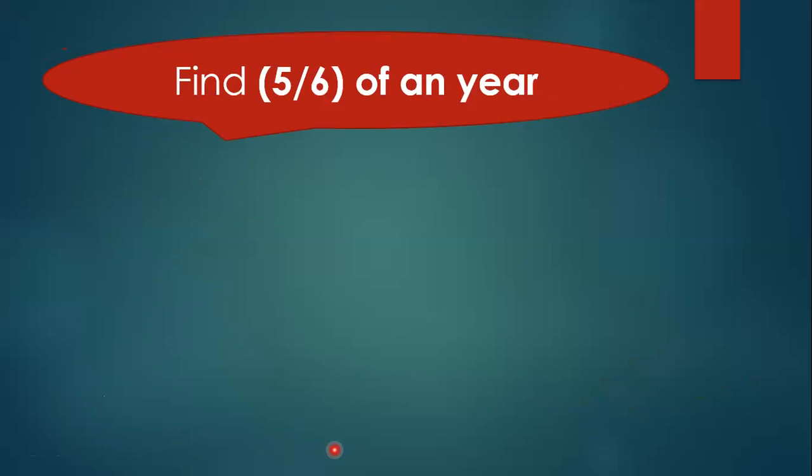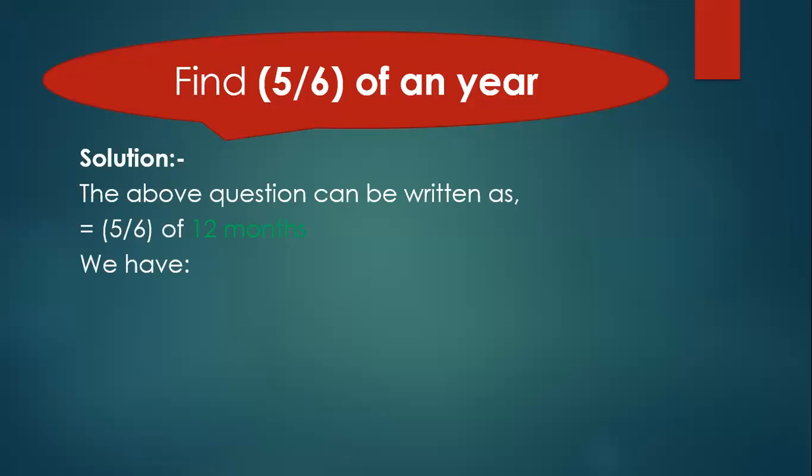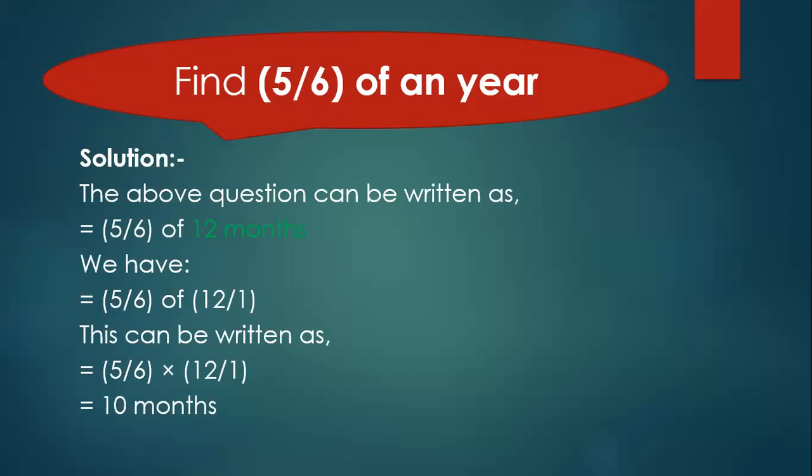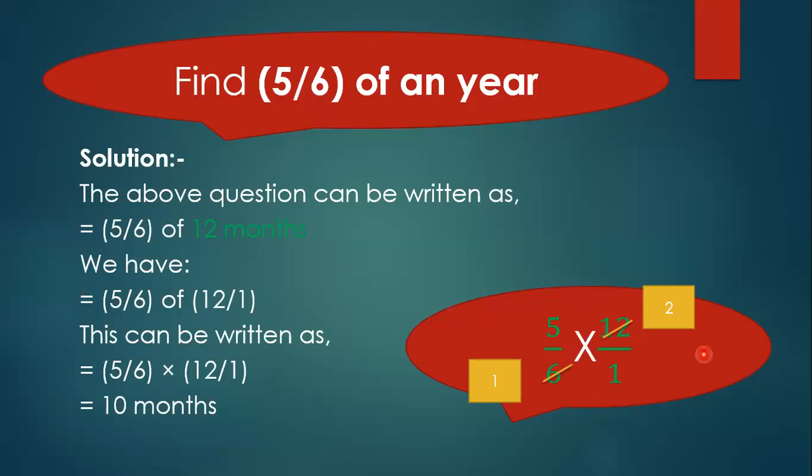5 by 6 of a year. Now what is 5 by 6 of a year? 1 year means what? 1 year means 365 days. But beta, what did I tell you? We convert it into one step lower. So what will we do? We will write 1 year is equal to 12 months. 5 by 6 of 12 months. 5 by 6 multiplied by 12 by 1, and here you can clearly see 6 table 1 time and 6 table 2 times. So 12 comes 2 times in the table of 6. So what am I left with? 5 multiplied by 2, which is 10. Is this clear, children? Very good.